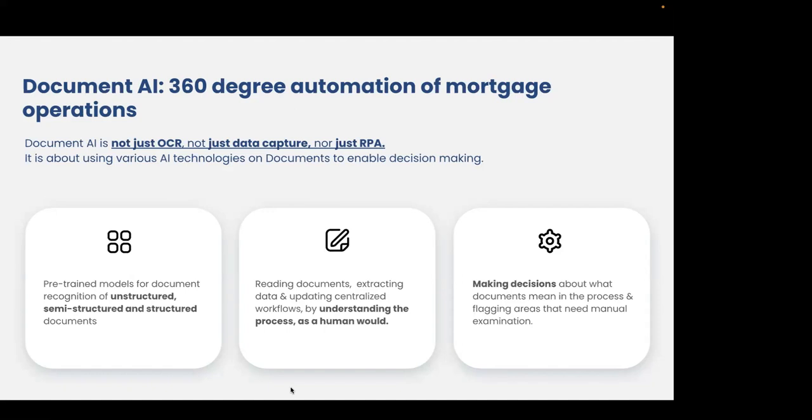Semantic understanding of documents. While OCR might extract something as a blob of text, document AI models actually turn it into something which you can deal with as an entity within the system. Let's say an address or a borrower name or an SSN and so on. So that's the big difference.